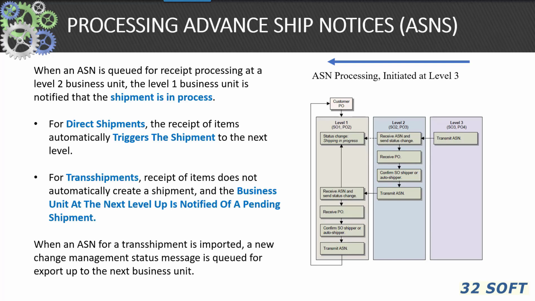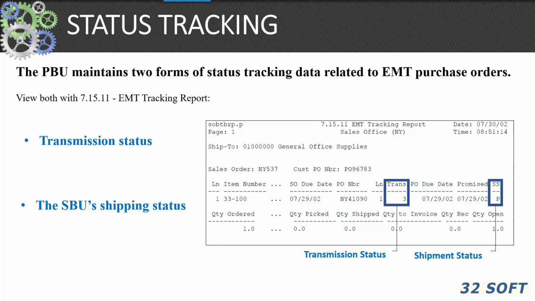The level 1 business unit is notified that the shipment is processed. For direct shipment, this triggers the shipment. For transshipments, the business unit at the next level up is notified of a pending shipment, and they have to go through the 5.13.20. This status tracking is very, very helpful.